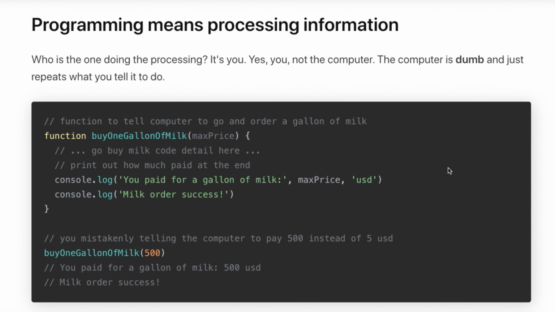The fourth mental note that we want to talk about is that programming simply means processing information. And who's the one doing the processing? It's you, not the computer. The computer is dumb and it just repeats what you tell it to do. Let me give you an example. You want to buy a gallon of milk for $5, but you mistakenly put in $500. And the computer does it anyway. It just repeats what you ask it to do.